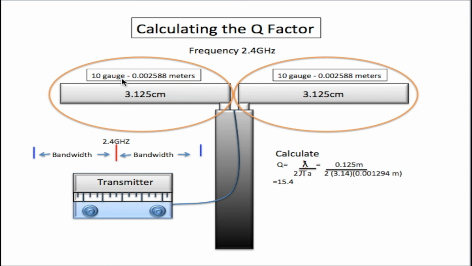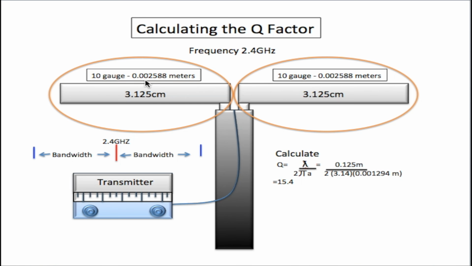So in this case, we're going to be using 10 gauge, which is 0.002588 meters. Now in order to calculate the bandwidth, the first thing we have to do is to calculate the Q factor. So under here, I have the equation on how to calculate the Q factor, which is Q is equal to wavelength over 2 times pi times A. Now pi is equal to 3.14, as I have written over here. We have 2 times 3.14 times 0.001294 meters. How I got this number here, which is the A, this is half the diameter.